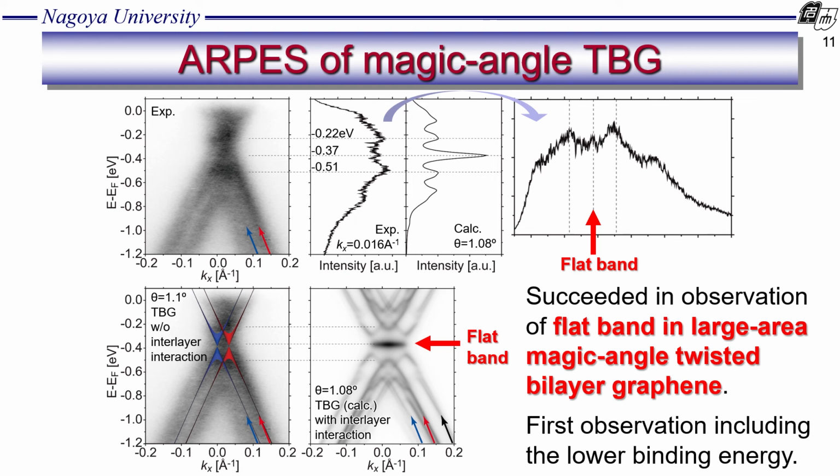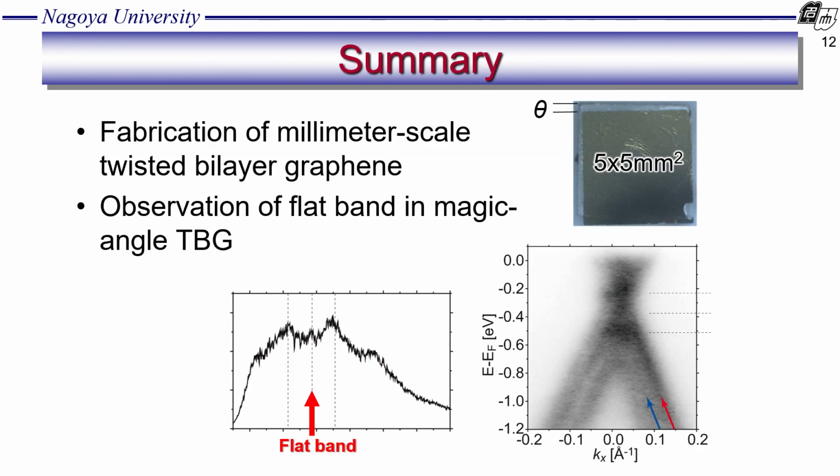The upper right shows the experimental result rotated by 90 degrees. The peak in the middle corresponds to the flat band. From the above results, we succeeded in direct observation of the flat band in the large area magic angle twisted bilayer graphene. This is the first time that not only the higher binding energy region of the flat band, but also the lower energy side were experimentally observed.